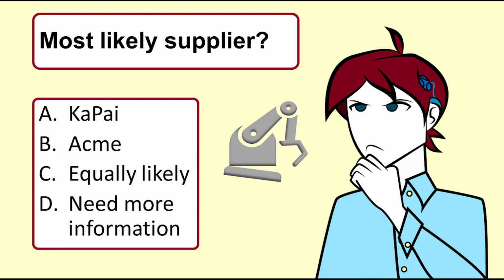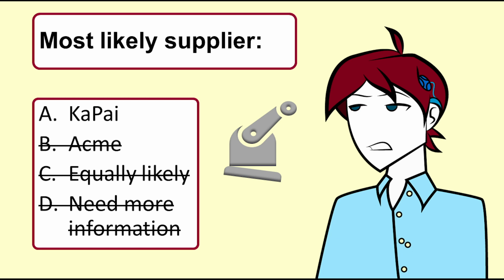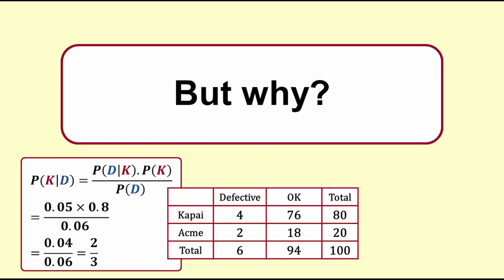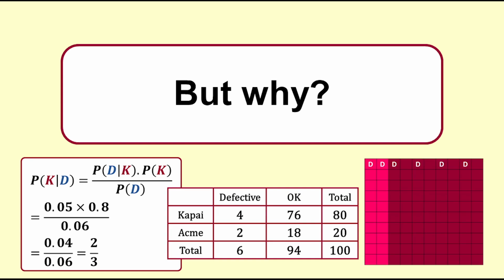A. Carpi, B. Acme, C. It's equally likely, or D. We need more information. Well, the answer is A. Carpi. Let's have a look at why this is the case using formulas, a table and a diagram, and then we will look at the implications of this for real-world applications.